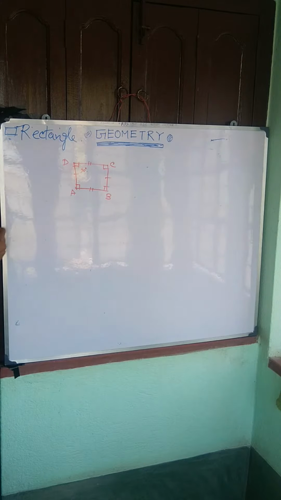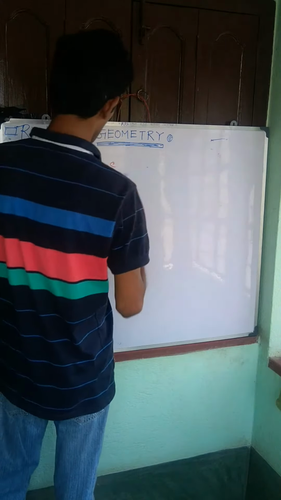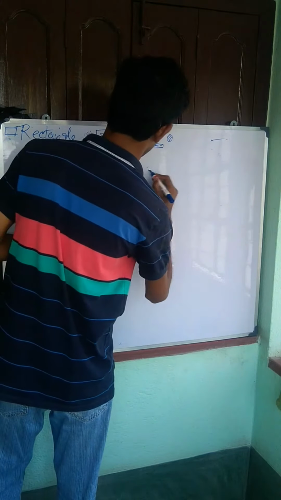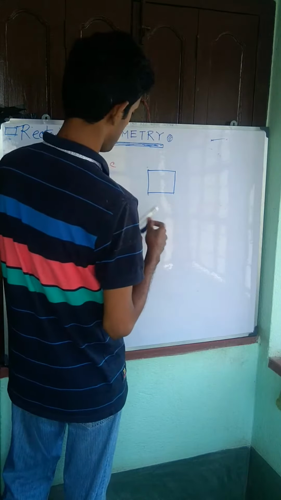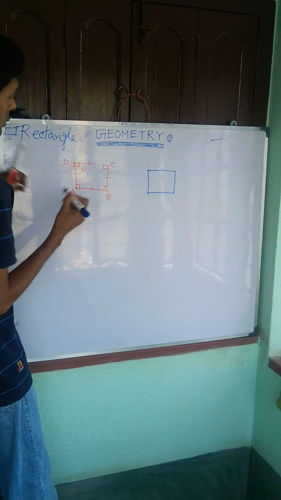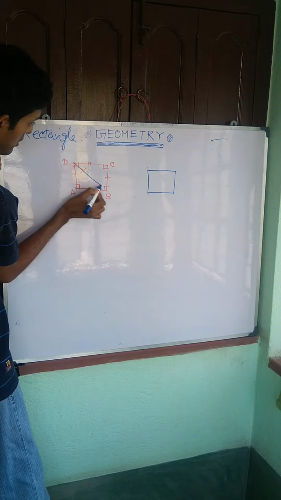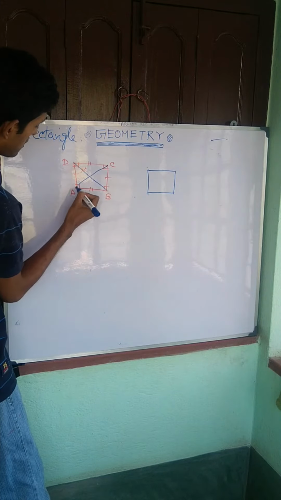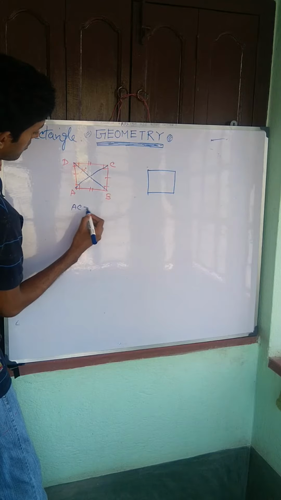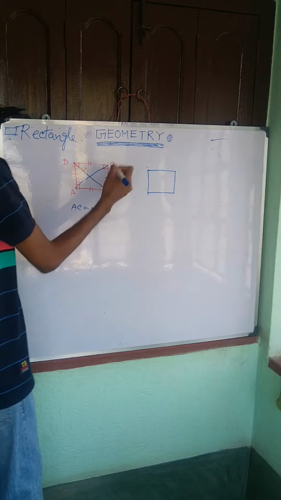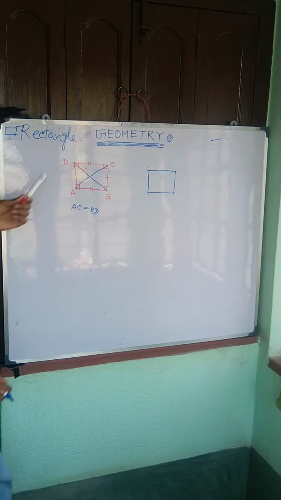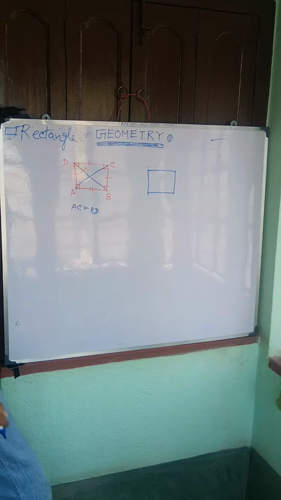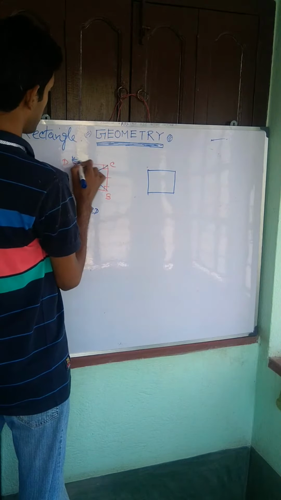Now in case of a rectangle, the diagonal AC equals BD. These diagonals are the same. AC and BD are the two diagonals, and the diagonals are the same in length. Understand?